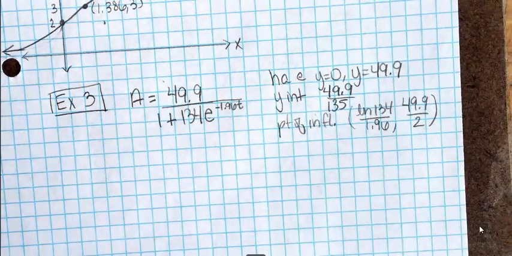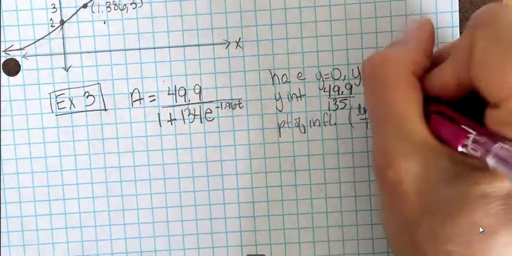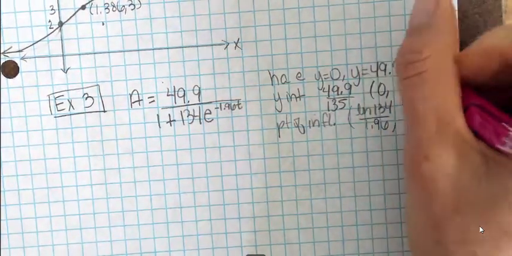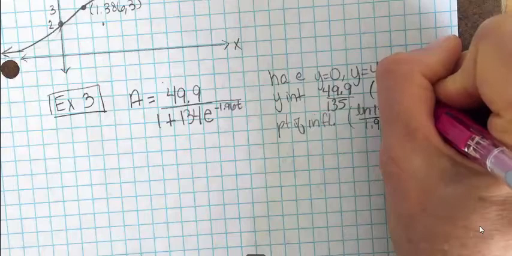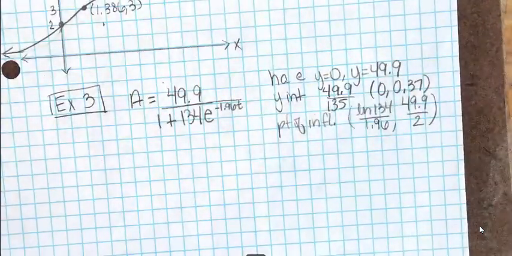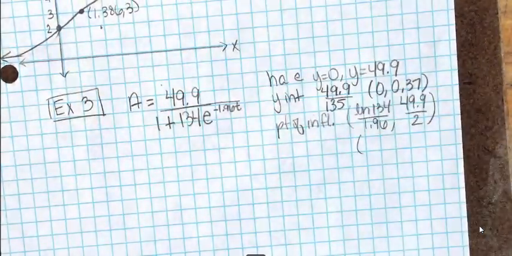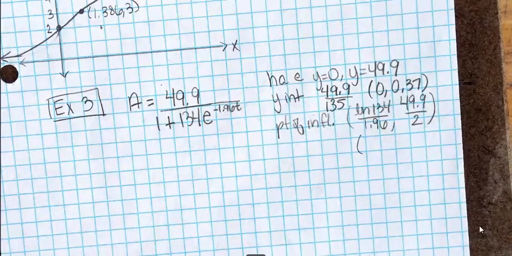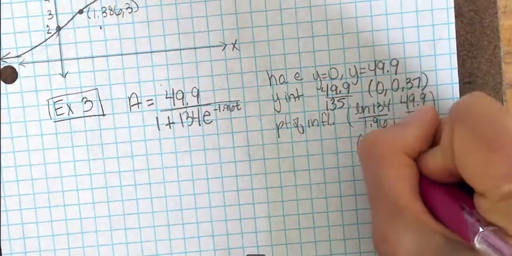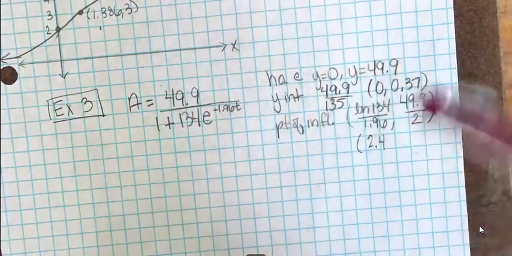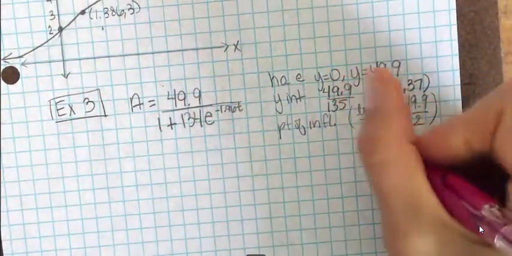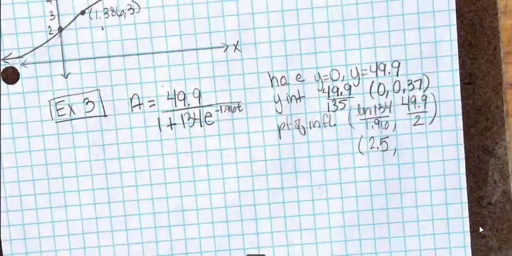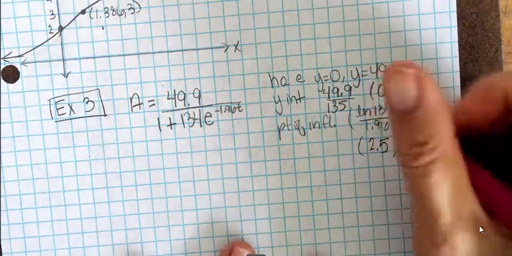Okay, let me do a little bit of math here to get these numbers. So the y-intercept, I'm going to do 49.9 divided by 135. So this y-intercept is going to be 0, and then it's a very small number, so how about 0.37? And then the point of inflection, let's do a little bit of math there with my calculator: ln of 134 divided by 1.96. Okay, it's going to be 2.4. Well, let's just go 2.5. And then 49.9 divided by 2 gives me 24.95.